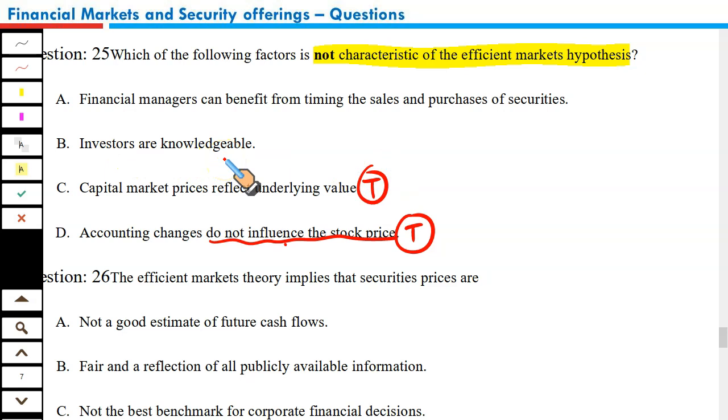Investors are knowledgeable. That is one of the assumptions of the efficient market hypothesis. So this is true as well. Then what? Financial managers can benefit from timing the sales and purchase of securities. This is insider trading. You use inside knowledge to make a gain by selling your company's own stock or buying your company's own stock. So this is insider trading, and this is clearly not one of the characteristics of the efficient market hypothesis. That makes A the correct option.